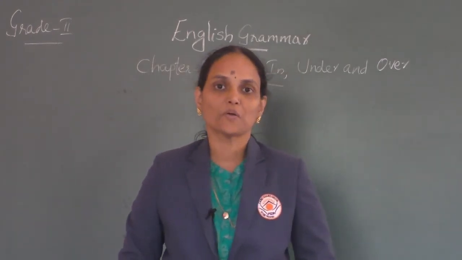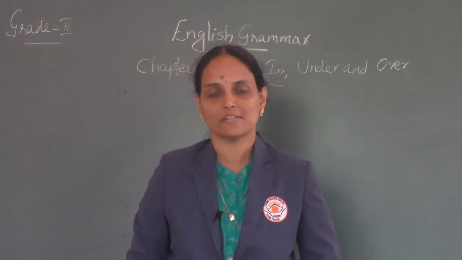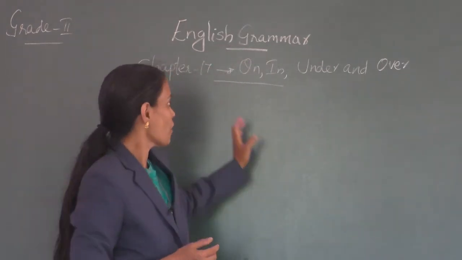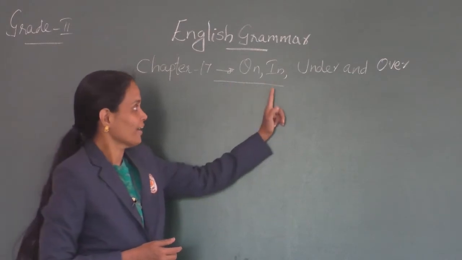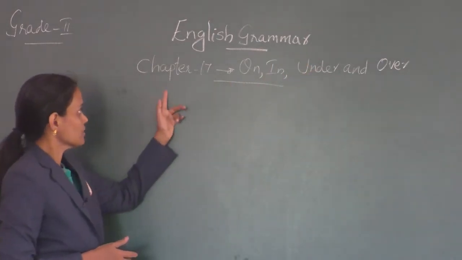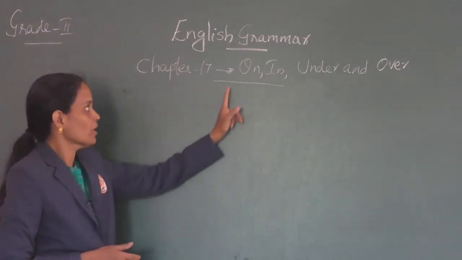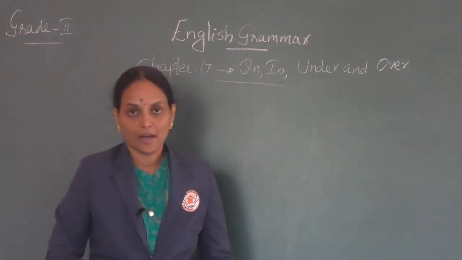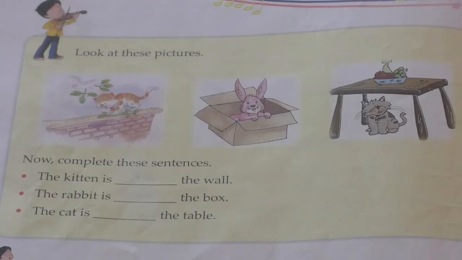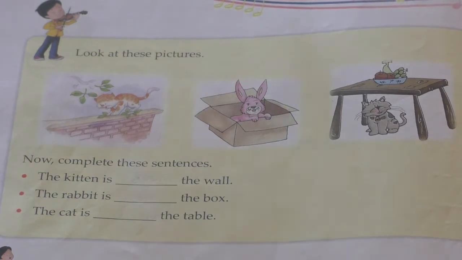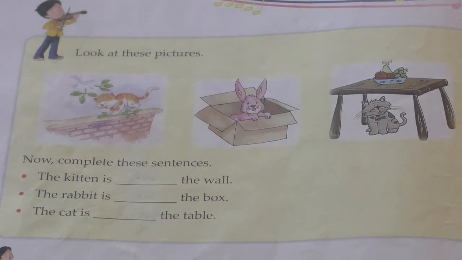Students, today we are going to talk about a new concept in English grammar. Today we are discussing the use of on, in, under and over. This is chapter 17 in your textbook, on, in, under and over. Now let's look at the book. Okay, page number 96, chapter 17, on, in, under and over.